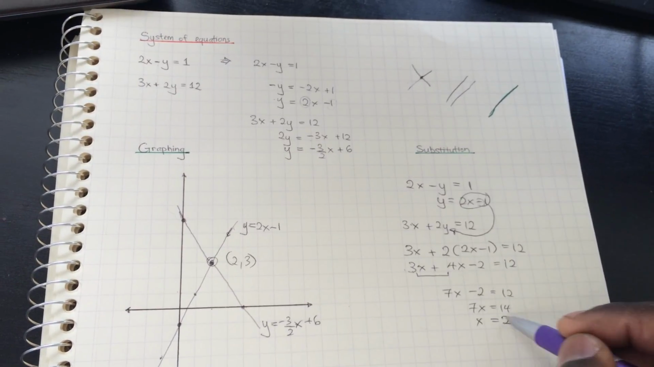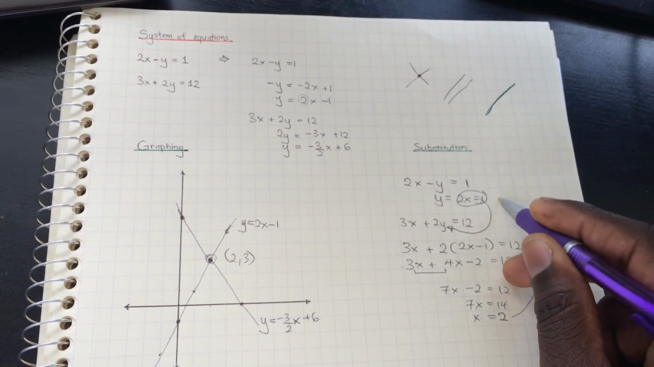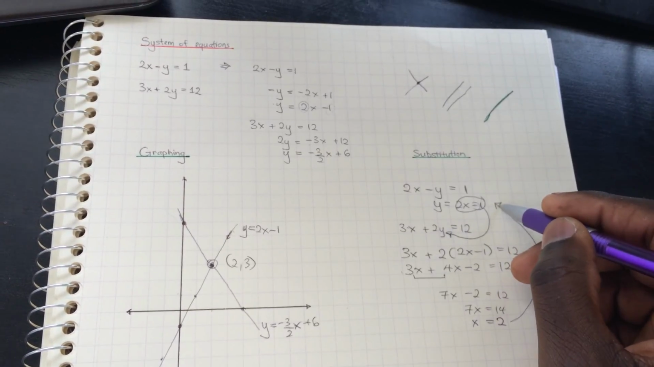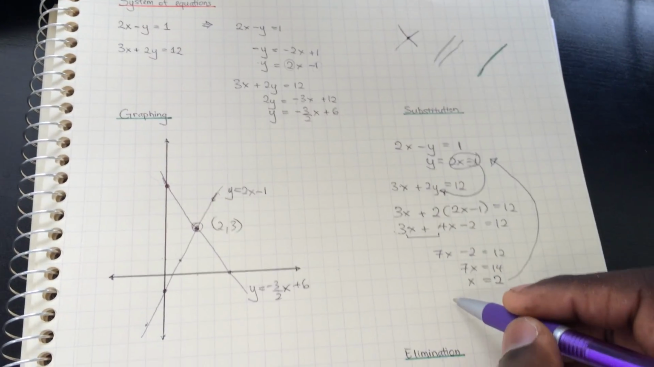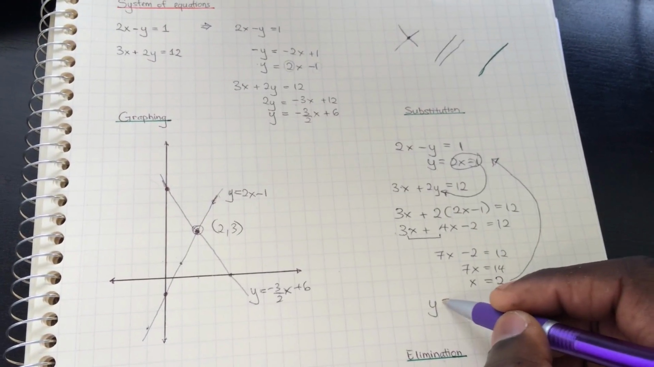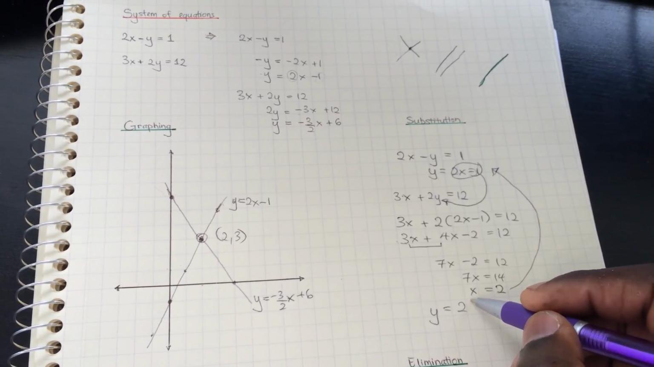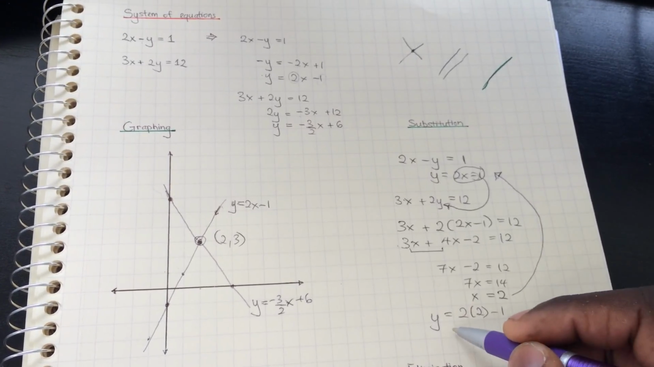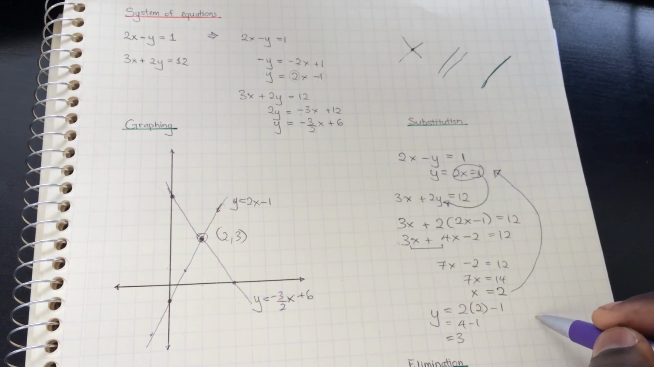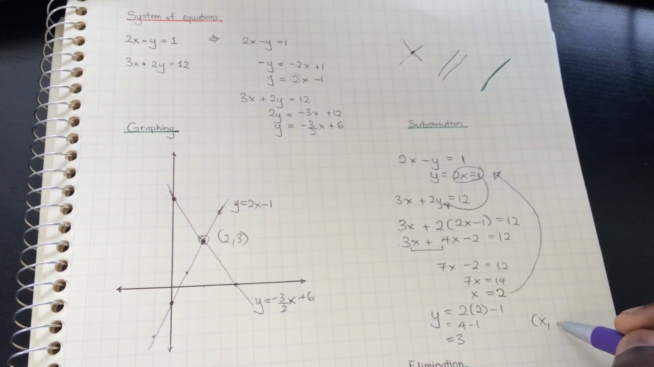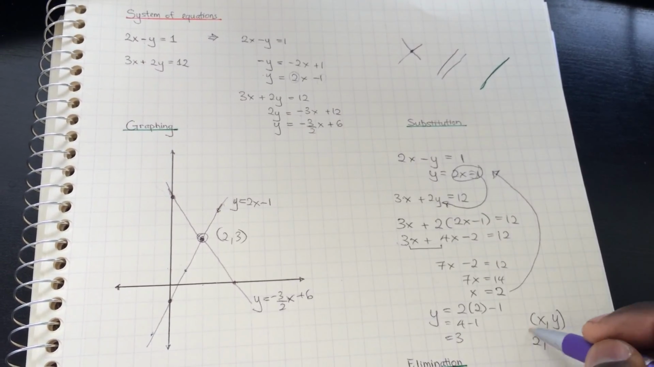So we have an x value, and then I can take this and put it back in here to solve for y. This is usually the easier way to do it. So y would be 2 times 2 minus 1, which is 4 minus 1, and that's 3. Points are written in the form (x, y), so our solution would be (2, 3).